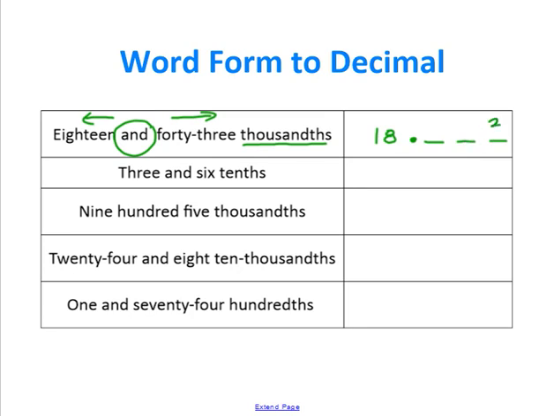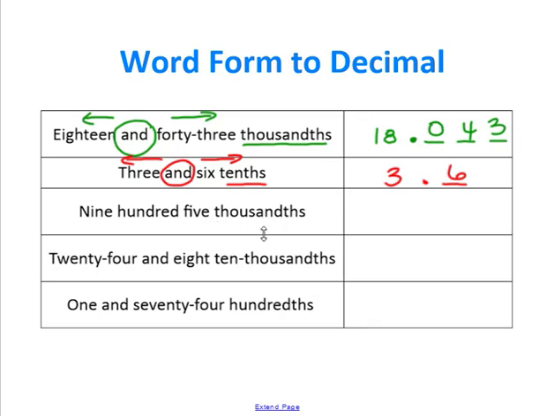So you work backwards. And what goes in this spot right here? A 0. So your number is 18.043. Okay? Let's try it with the next one. 3 and 6 tenths. Find the "and," put your decimal, go to the left, and what's the number? 3, so that's on this side. Then go to the right, and your place value is tenths, so we know that's one spot, and the number is 6. Okay? Then the next one, 905 thousandths.